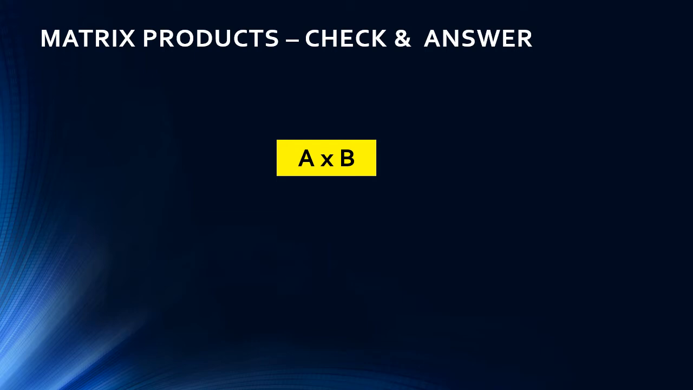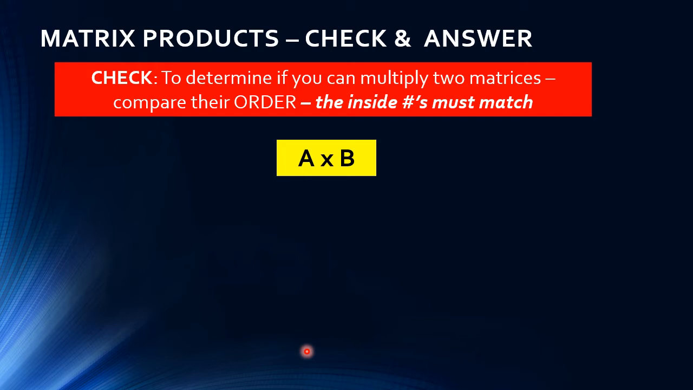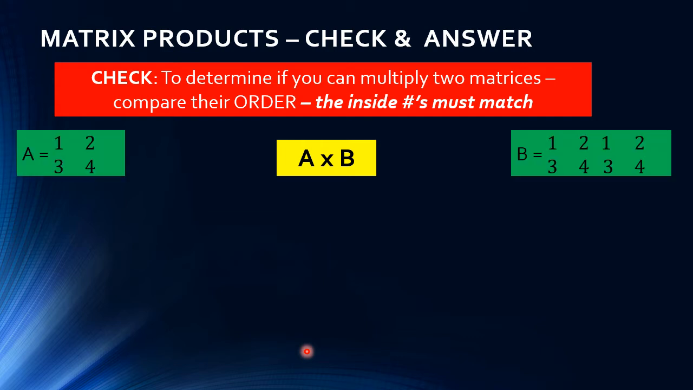So here, let me say that in a little bit simpler way, I hope. When we have matrix A times matrix B, the first thing we want to do is check to see if the matrices can be multiplied. So what we're going to do is compare the order of each matrix, and notice the inside numbers must match. Now, what does that mean?